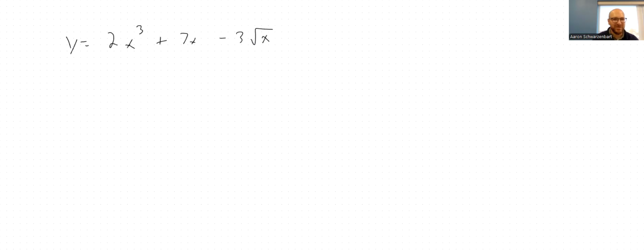What's the derivative of the first part? 6x squared. What about the second part? It's 7. Well, this is the same as negative 3x to the 1/2. So the derivative is negative 3/2.